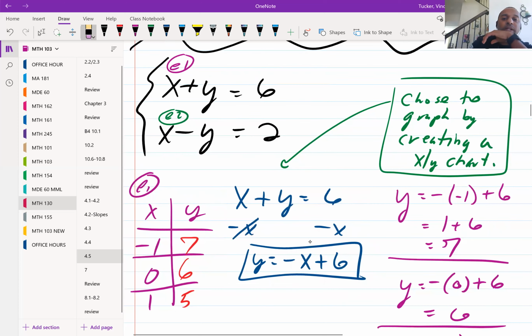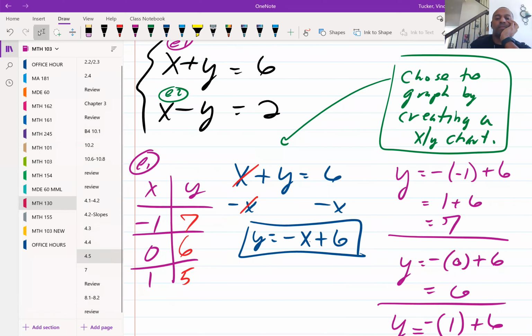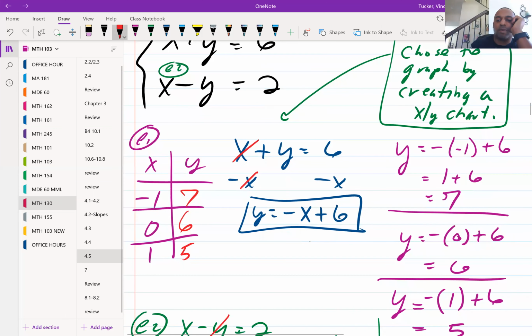And so I subtract x from both sides. And that's y equals negative x plus 6. Then from there, don't forget you choose these x values, plug them in and find the corresponding y value. That's what I did over here.